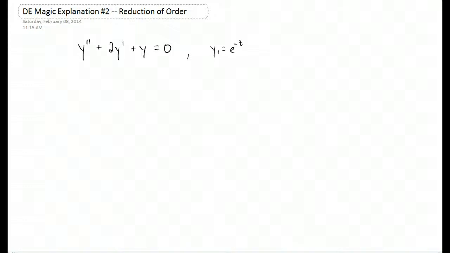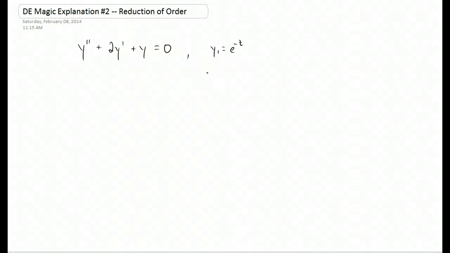Alright, in the last video we solved this repeated root second order differential equation here, and we proved why we could just take our linearly independent solution and multiply it by t to get a second linearly independent solution. Well, I'm going to show you another way to figure that out using a technique that's actually pretty good, and we're going to use it for other things, called reduction of order.